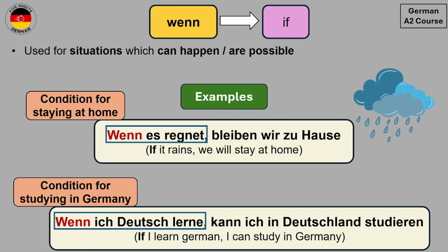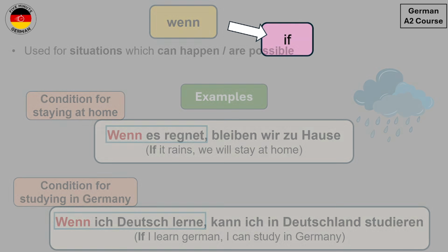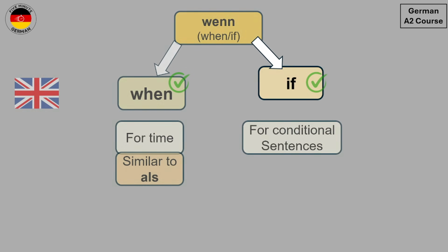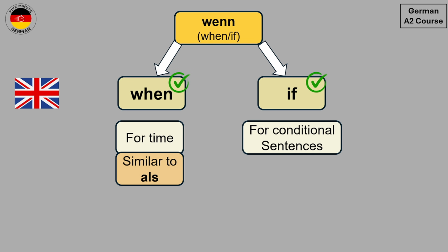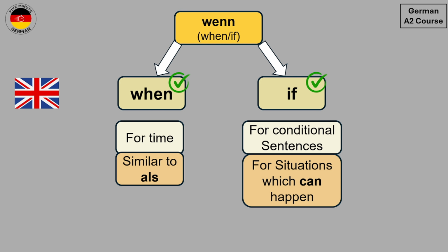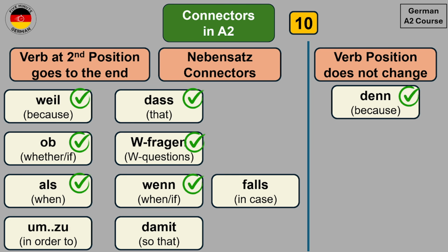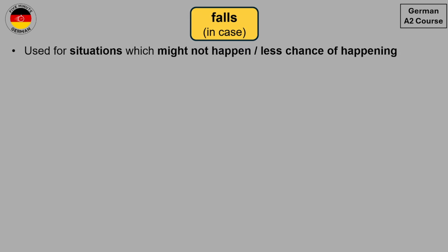And you see that in this case, the verbs also go to the last position, just as we saw for the other connectors. So these are the different ways that you can use "wenn". So you see that we can also use "wenn" for conditional sentences and especially for situations which can happen or are possible. And in this case, it means "if". So this was the connector "wenn". The next connector is "falls", which means "in case", and this is used for situations which might not happen or have a less chance of happening.